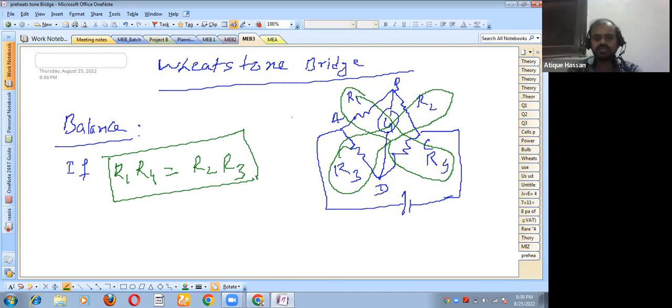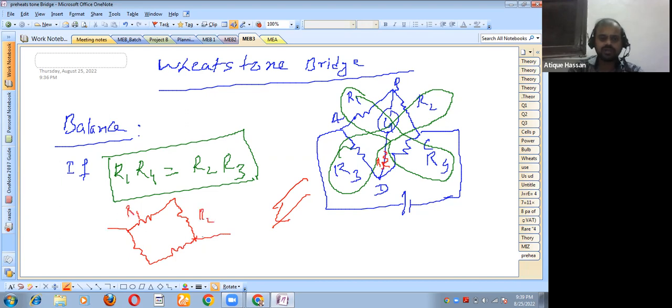And if there is a resistor in this branch, suppose we have resistor R5 in the branch, we can remove that, right? In balance condition we can remove the middle resistor, and only 4 resistors remain. The structure becomes like this, and you can easily find the equivalent resistance. Suppose this is R1, R2, R3, R4.